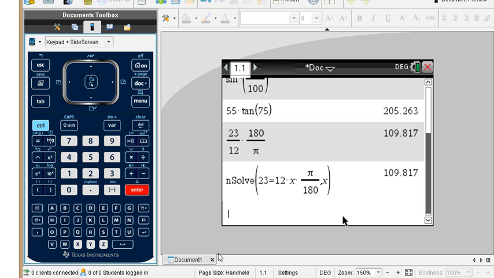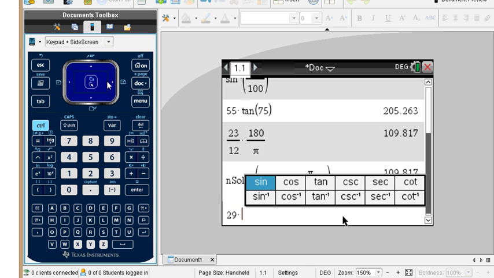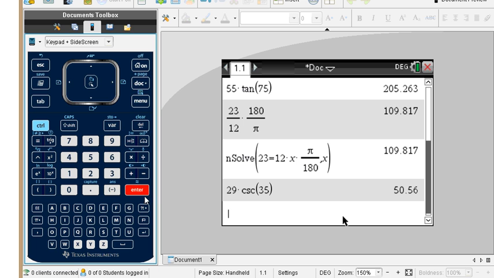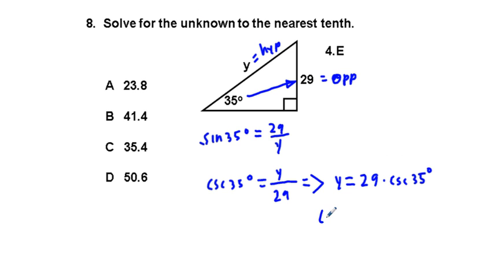So we go to our calculator, 29 times cosecant 35 degrees, which we're going to get 50.56. Actually, not degrees, it's length, right? It'll be feet or whatever. That's going to be close to answer choice D.